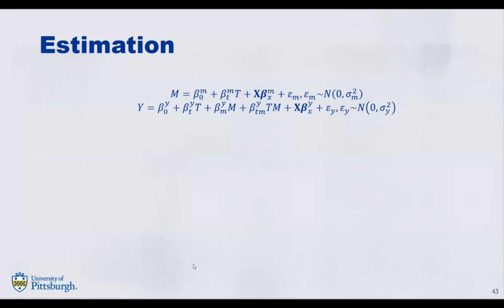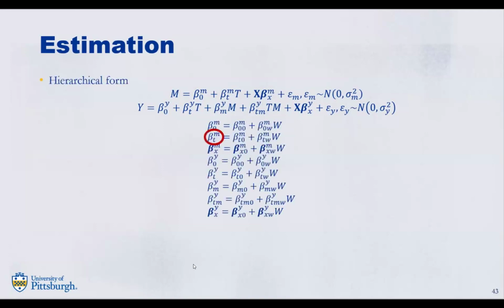So based on these main models, we can further express each coefficient as a function of the moderator W. For example, beta Tm here indicates the path from the treatment to the mediator. And I write this beta Tm as a function of the moderator so that beta Twm indicates how W moderates that path. And similarly, this beta Ty indicates the Ty path, while beta Twy indicates how W moderates that path from T to Y.